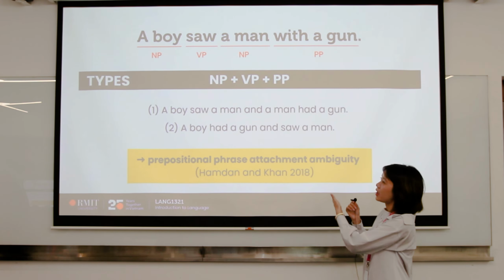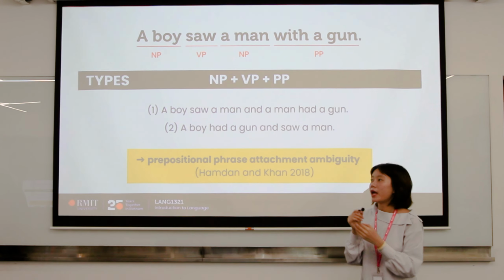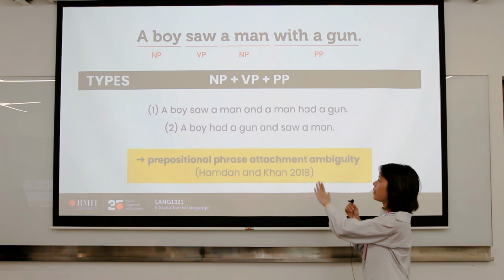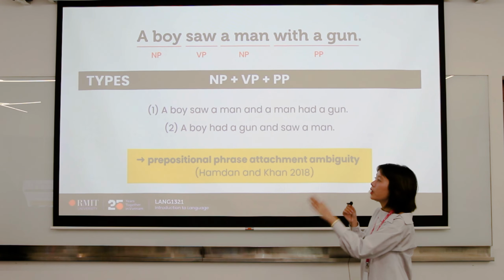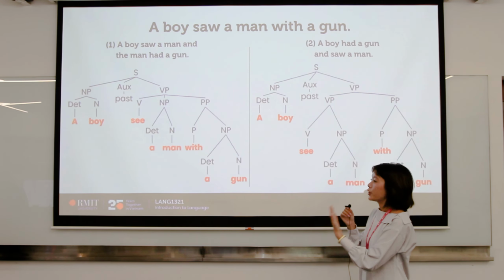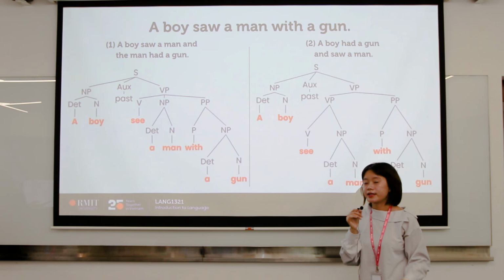"A boy saw a man with a gun." This is called prepositional phrase attachment ambiguity, where we can interpret it in two ways: a boy saw a man and the man had a gun, or a boy had a gun and saw a man. This is the diagram tree for you to understand more about the two ways of understanding this sentence.